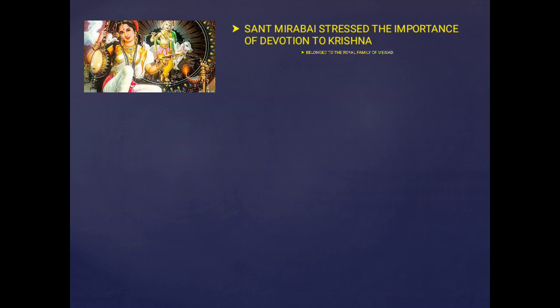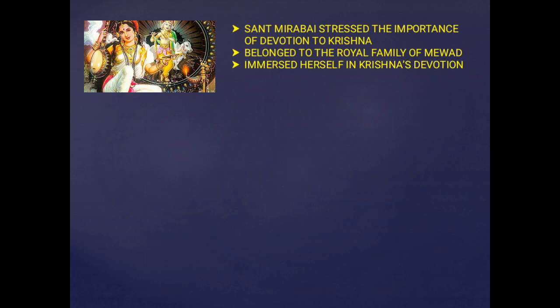Next we learn about Sant Mirabai. Sant Mirabai stressed the importance of devotion to Krishna. She belonged to the royal family of Mewar. She renounced all pleasures of the royal family and immersed herself in devotion to Krishna. That means she gave up all her desires and all her comforts, and she was only in devotion to Krishna.